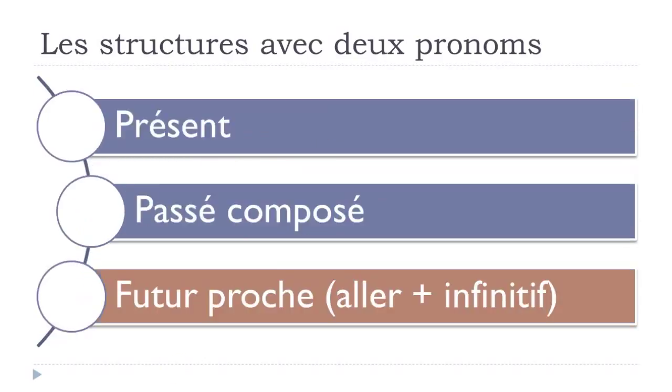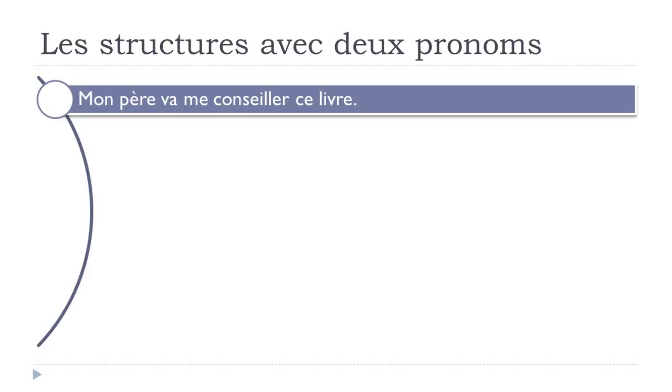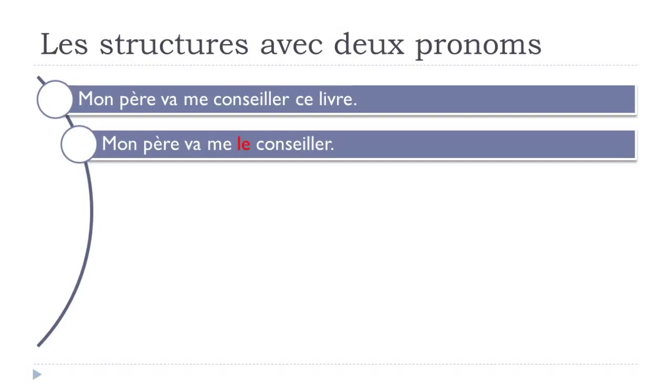Okay, so let's see now how it will work with futur proche, so structure with two verbs. So, same example, mon père va me conseiller ce livre. And now you can see something interesting. You can see that me and le will be placed before the second verb. Okay? So, mon père va, so you put first your verb, me, le, conseiller. Alright? So, keep in mind that me and le should be before the second verb.